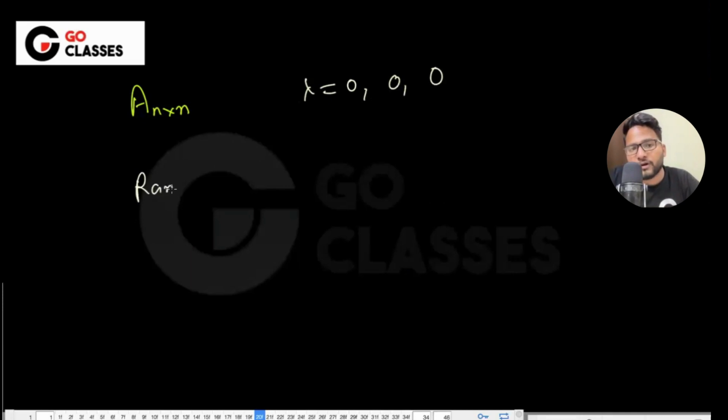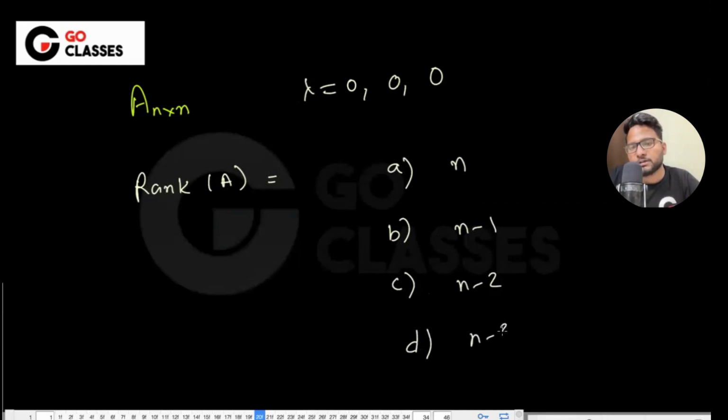So let me just ask you a question. Suppose A is n cross n, and lambda equal to 0 is repeating three times. Then what will be the rank of A? What are the possible ranks of A? n, n minus 1, n minus 2, n minus 3. Just tell me.